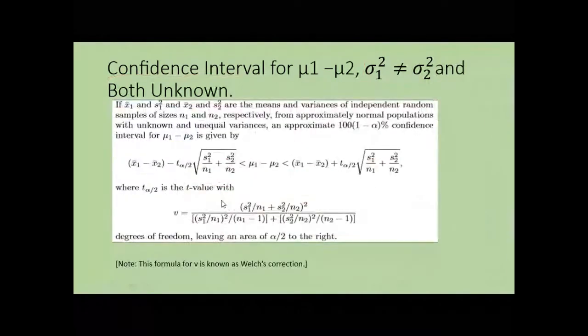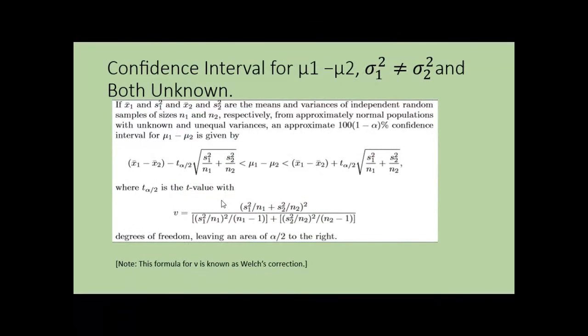And third case. So remember, first case we have found two different means with the two different variances known from the population. Second case, two different means but the same variance, but unknown. Unknown, we have to go with the sample variance, pooled estimate of sample population standard deviation.